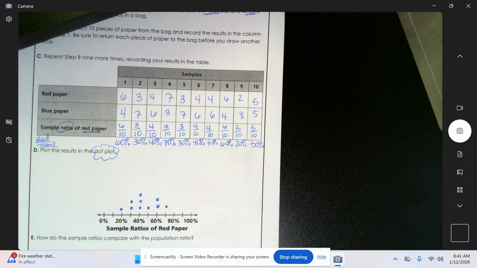Because it was random. It was random. It's not going to be exact. What were you going to say, Olivia? There was more blue. We only had 40 pieces of blue. Oh, there's more red. There's more red, so we should have gotten more red choices.